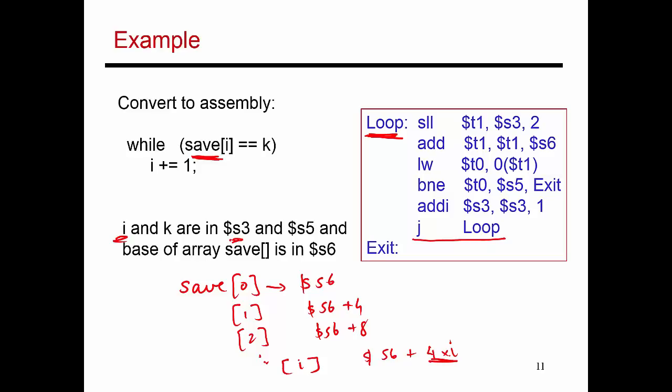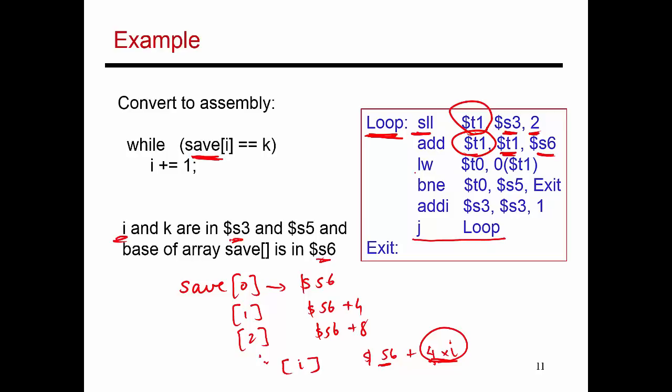And the easiest way to multiply by 4 is by shifting that value 2 places to the left. So I do shift left logical. I take the value in S3 and shift it to the left by 2. That gives me 4 times I. And that's now being saved in temporary register T1. Okay, if I add that to the base address S6, I now get the address of save I. Okay, so I take S6, add T1 to it, and keep it back in temporary register T1. Okay, so now I have the address of save I.